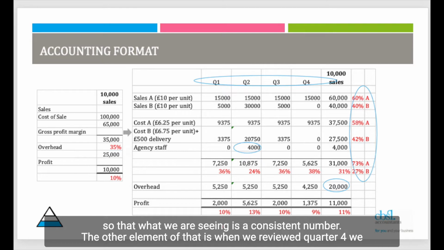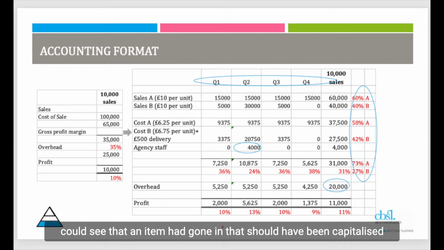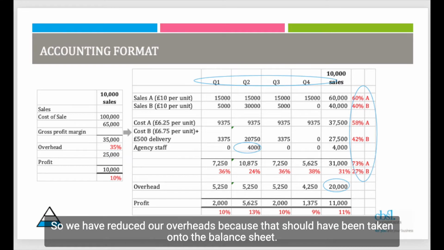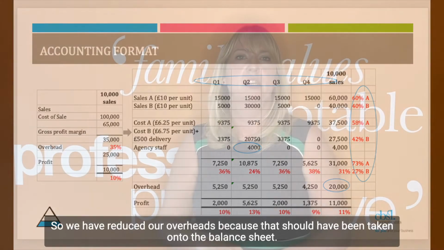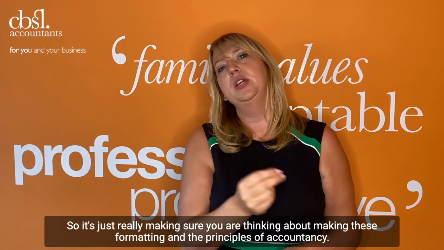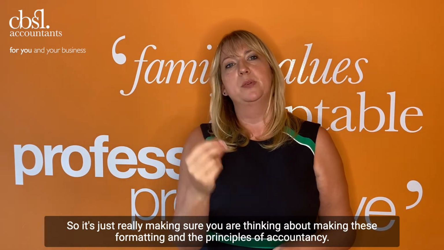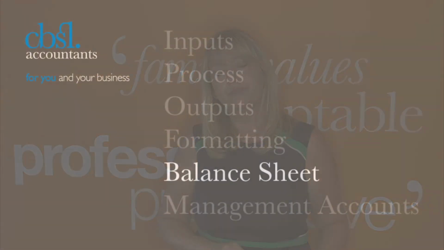The other element of that is when we reviewed Q4, we could see that an item had gone in that should have been capitalised. So actually we've reduced our overheads because that should have been taken onto the balance sheet. So it's just really making sure you're thinking about the formatting and the principles of accountancy in order to get accurate information for you to base your decisions on.